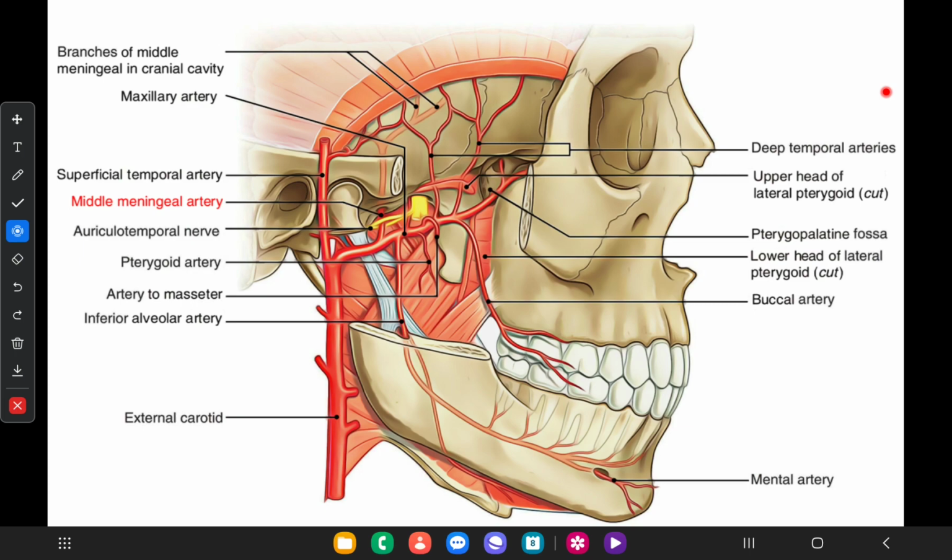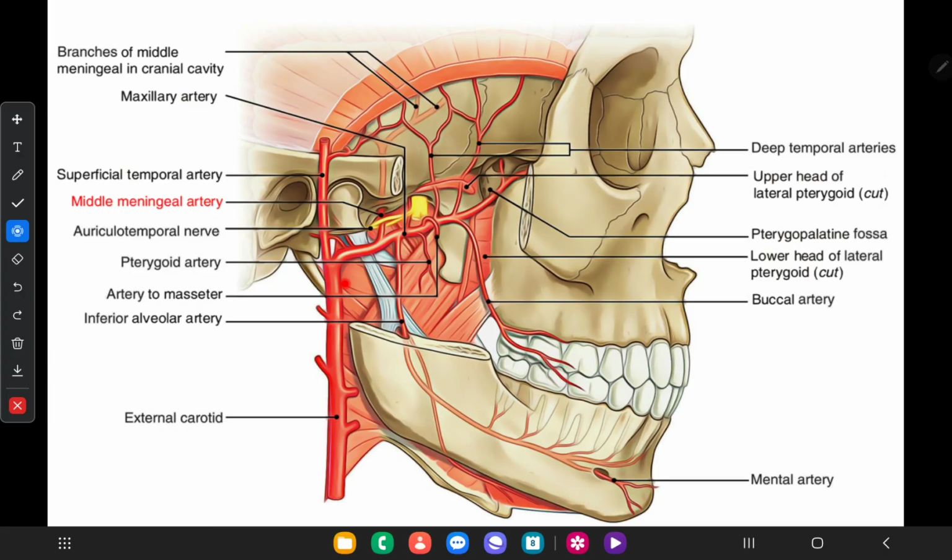First, we have to see the origin and the course of the middle meningeal artery. It originates from the first part of the maxillary artery in the infratemporal fossa. This is the infratemporal fossa. You can see this is the external carotid artery. The maxillary artery is one of the terminal branches of the external carotid artery. So, this is the maxillary artery, and you can see this is the middle meningeal artery. The middle meningeal artery originates from the first part of the maxillary artery.